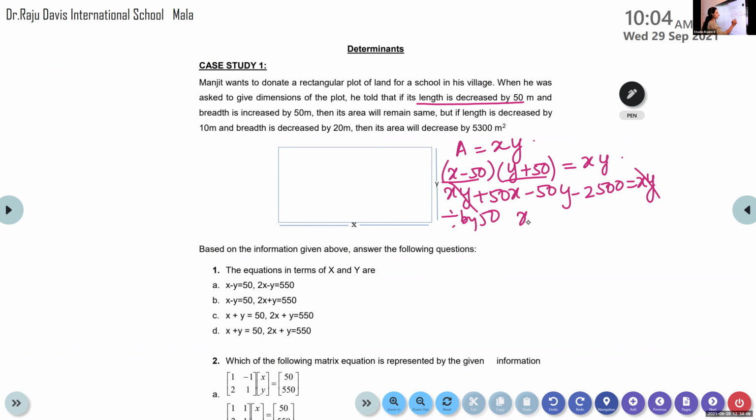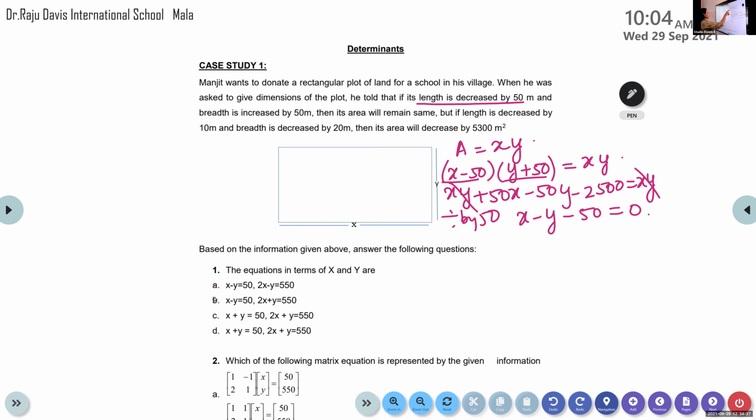When you divide by 50, x minus y minus 50 is 0 is the first equation. So either A or B will be the answer, isn't it? Either A or B, x minus y is 50. Now look at the second case. What is the second case?